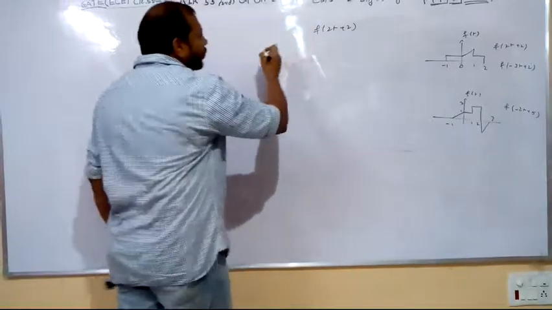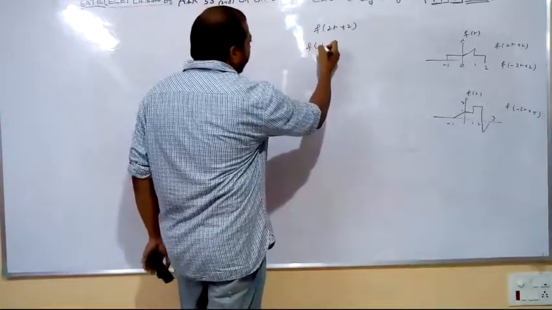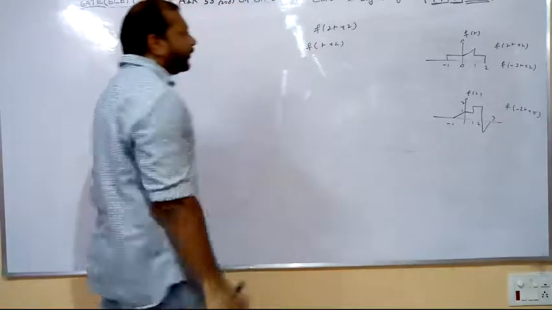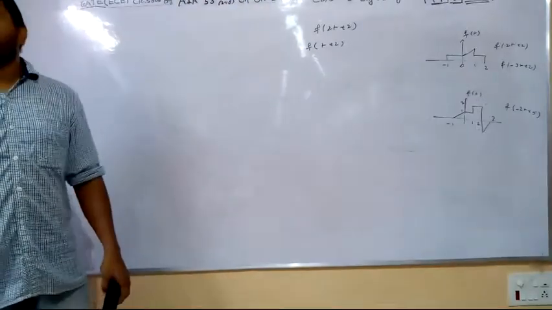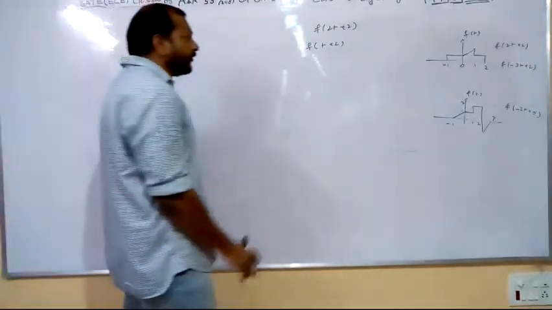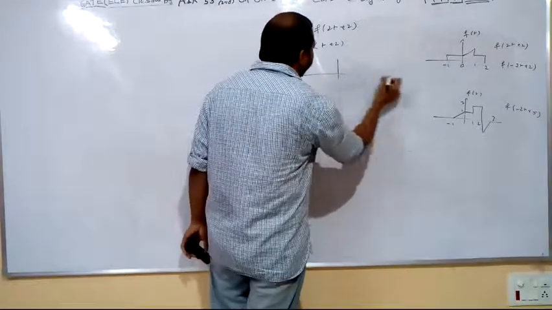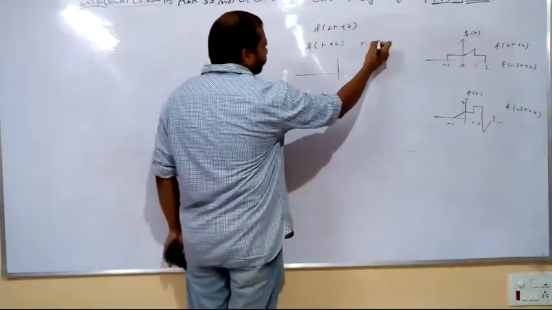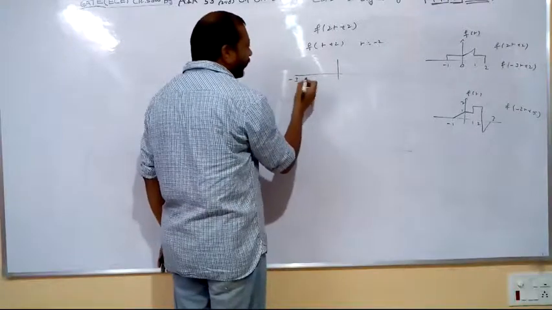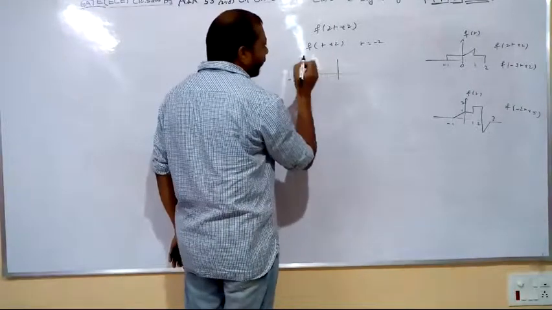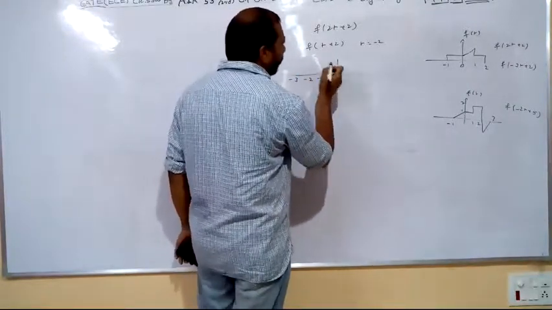f of 2t plus 2, the corresponding shifting is f of t plus 2. For f of t plus 2, t plus 2 equals 0 and t equals minus 2. You have to add t equal to minus 2 to each and every instant of the signal. First I am adding the instances. The corresponding t equals minus 2. This minus 1 will become minus 3, 0 will become minus 2, 1 will become minus 1, and 2 will become 0.